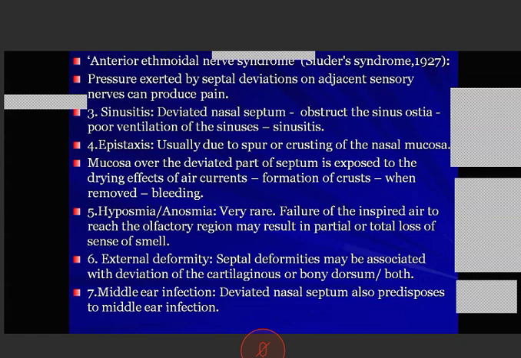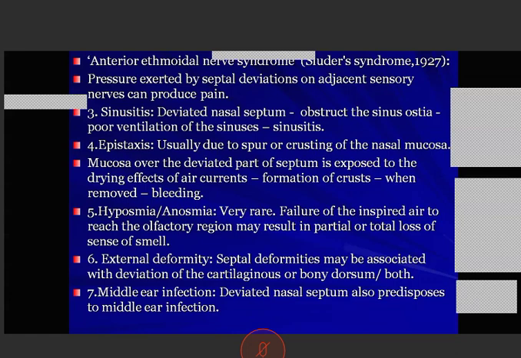And next is epistaxis, usually due to a spur or crusting of the nasal mucosa. Due to a spur, as we have already spoken, stretching of the vessels, if there is recurrent inflammation, infection or trauma, you will have epistaxis. Due to the stretch of the vessel, it gets easily broken. Then any formation of crust, as in atrophic rhinitis, whenever you try to remove the crust, you will have epistaxis.